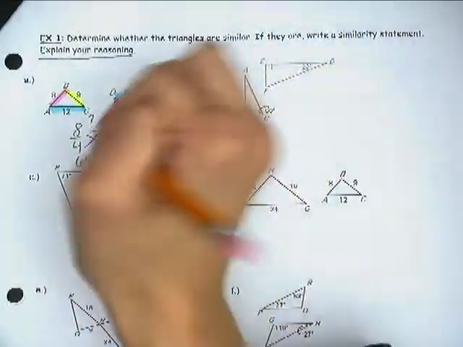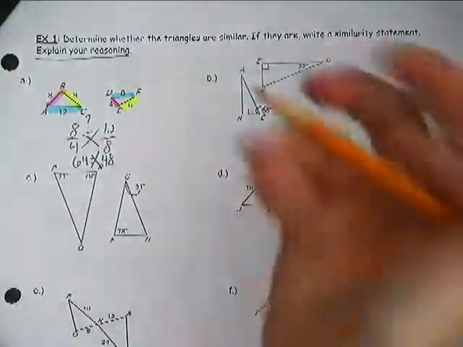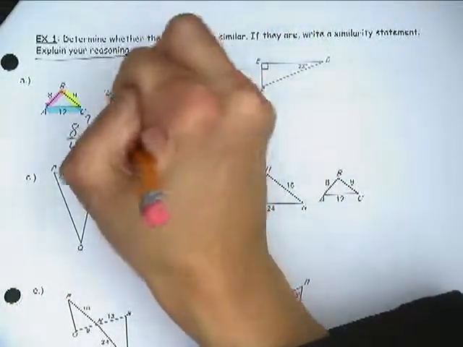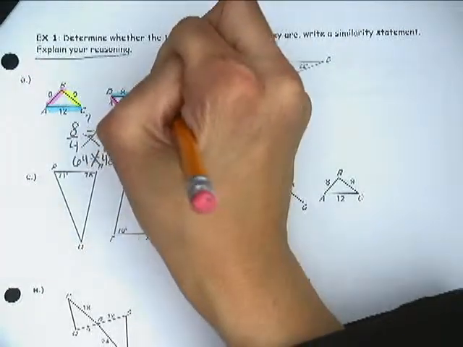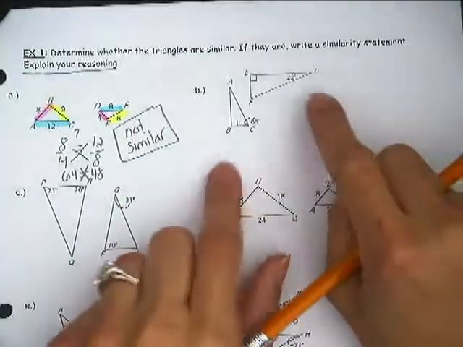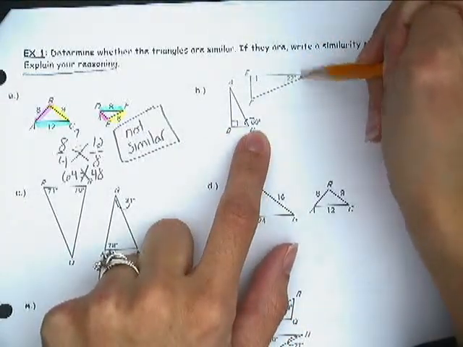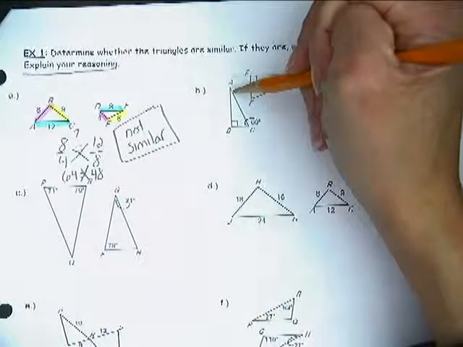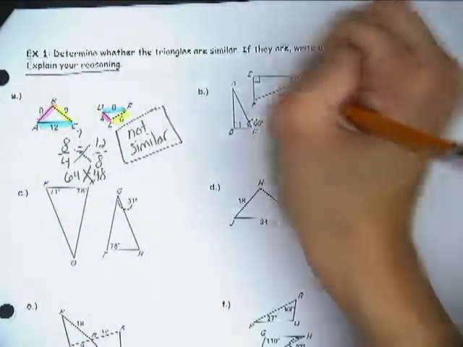So I'm going to do 8 over 4, and I need to pick one more. Let's do 12 over 8. So we're going to check: are they proportional to each other or equal to each other? I can quickly cross multiply. 8 times 8 is 64. 12 times 4 is 48. So no, they're not similar.